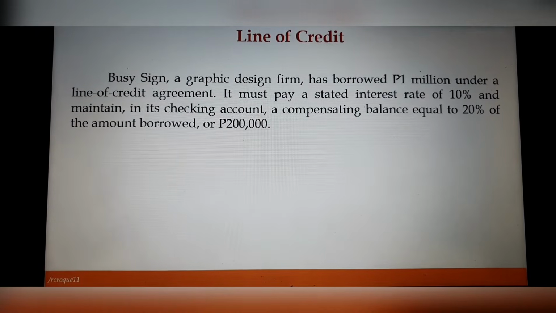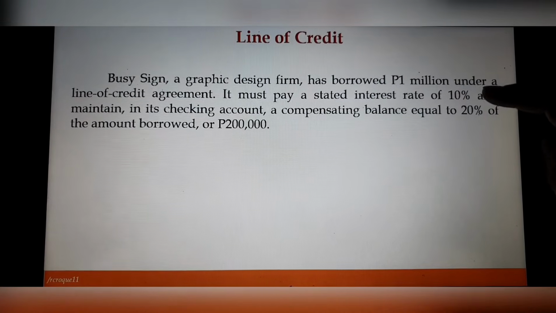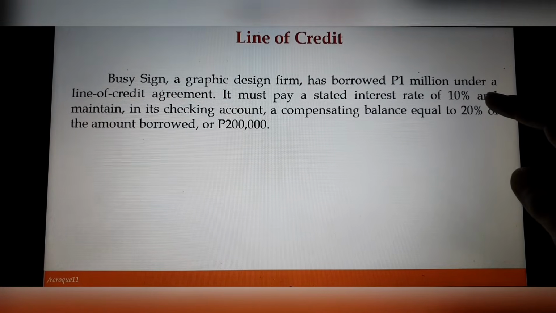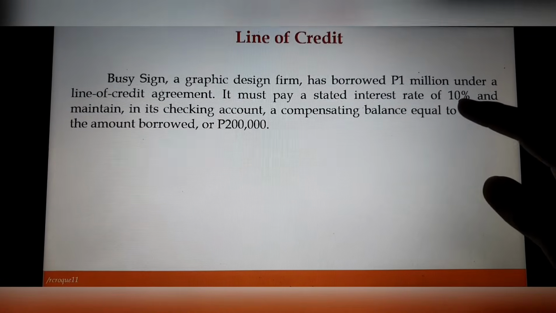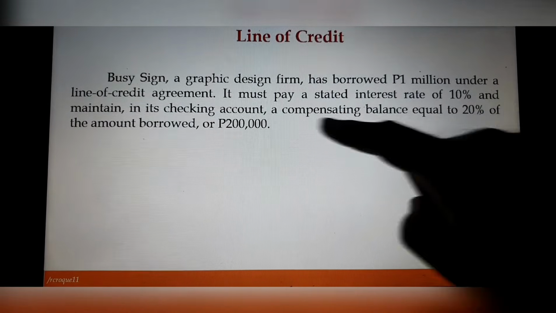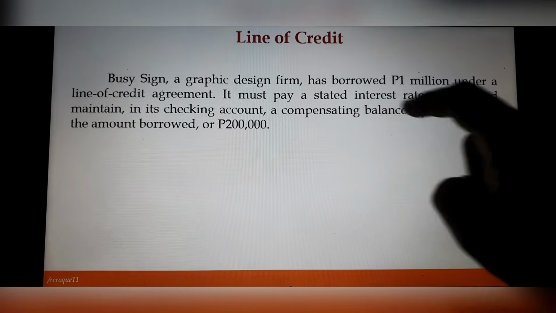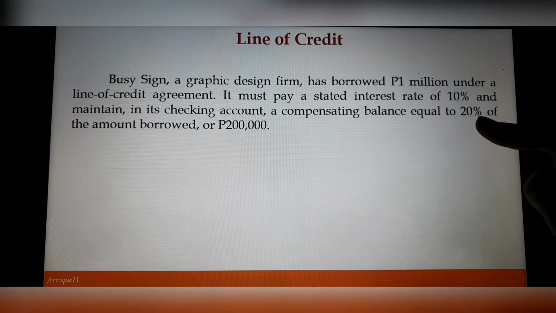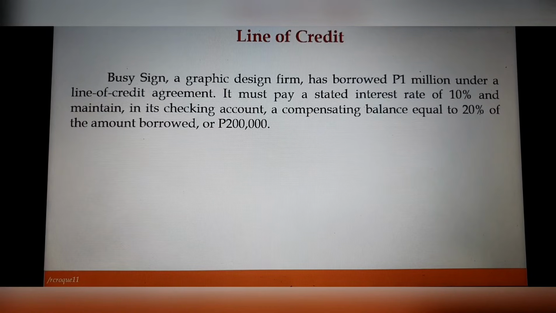Okay, so let us suppose that this company, BCSign, is a graphic design firm, has borrowed 1 million under the line of credit agreement. So it must pay a stated interest rate of 10% and maintain in its checking account a compensating balance equal to 20% of the amount borrowed, which is 200,000. Again, ang objective natin dito is to compute for the effective interest rate or effective annual rate.